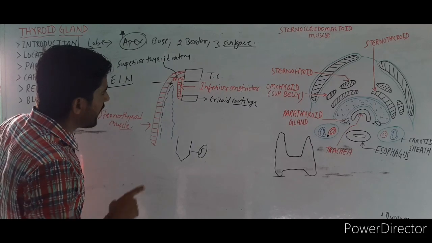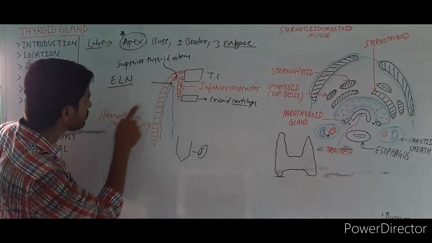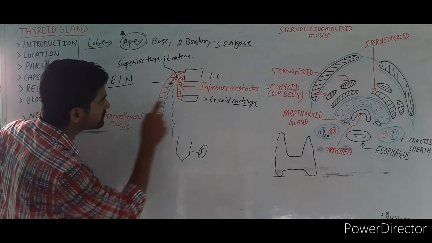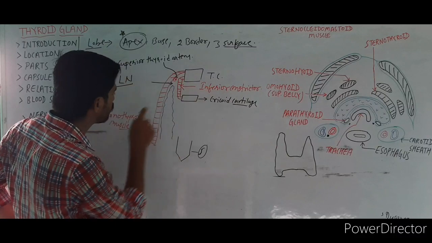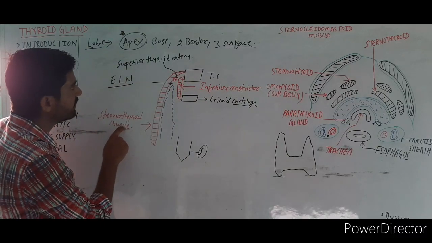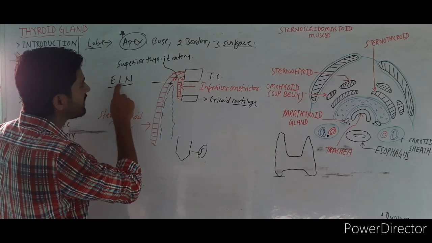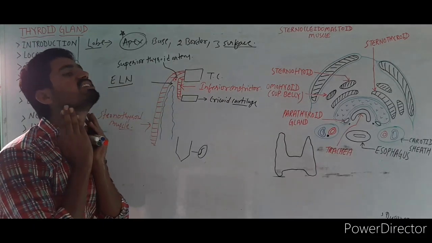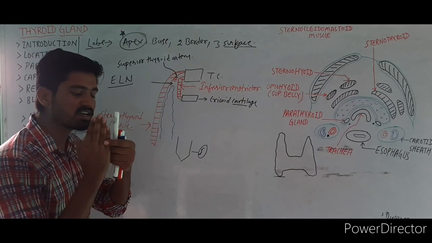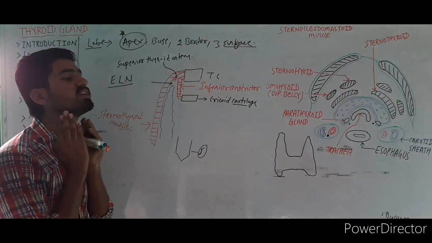The apex is a sandwich between the external hyoid muscles and the inferior constrictor. Yes, it is a sandwich between these two muscles. Other relations are the superior thyroid artery and the external laryngeal nerve. Now, this is the apex and the thyroid gland is like this. So, the apex is directed upwards and somewhat lateral.